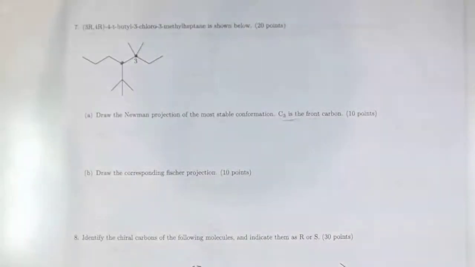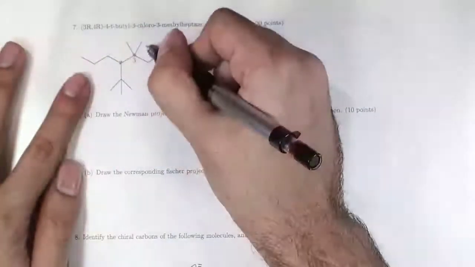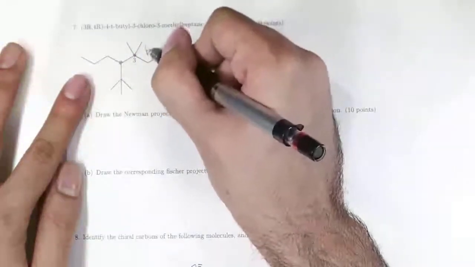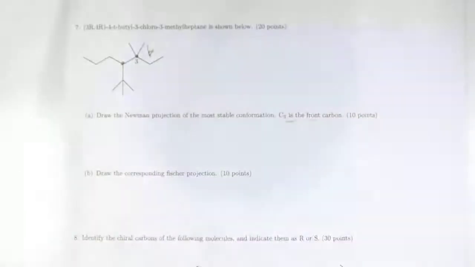Remember, when I'm asking you to draw me a Newman projection, essentially your Newman projection is a two-carbon system, a front carbon and a back carbon. Everything else is treated as a substituent attached to those two carbons. Okay? So when I'm saying C3 is the front carbon, I'm saying I'm looking at this from this direction. So if this was my eye, for example, this is where I'm looking from.